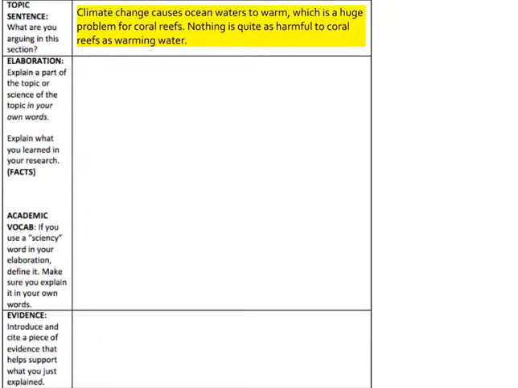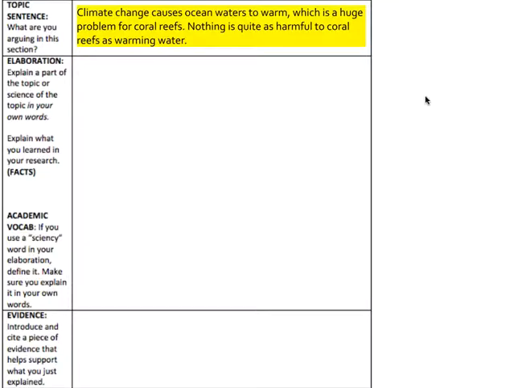So now we're going to move into elaboration. In our elaboration, we're going to explain a part of the topic or the science of the topic in our own words. We're going to explain what we learned in our research, those facts. This also might be a place where we can define some of those academic vocabulary words, those sciencey terms that we're using in our elaboration. So when you think about your two sections of elaboration, you might think about what does the reader need to know first to understand the problem.